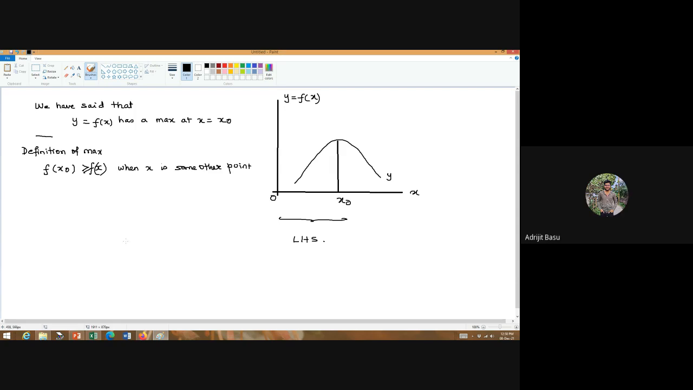Sir, what is the meaning of when x is the other point? Other point means any point other than x naught. Yes, it can also be equal to x naught. That is why it's greater than or equal to. Yes, sir. Achha.